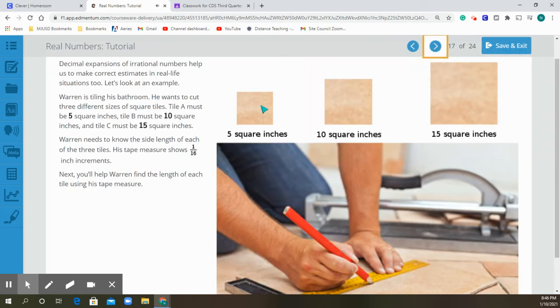Decimal expansions of irrational numbers help us make correct estimates in real-life situations too. Let's look at an example. Warren is tiling his bathroom. He wants to cut 3 different sizes of square tiles. Tile A must be 5 square inches, tile B must be 10 square inches, and tile C must be 15 square inches. Warren needs to know the side length of each of the 3 tiles. His tape measure shows 1/16 inch increments. Next, you'll help Warren find the length of each tile using his tape measure.